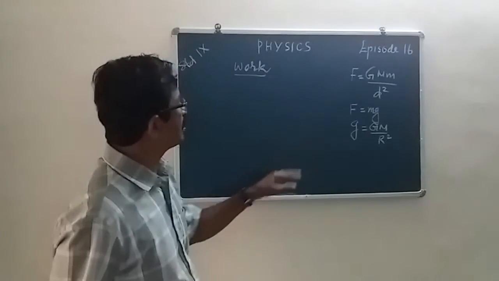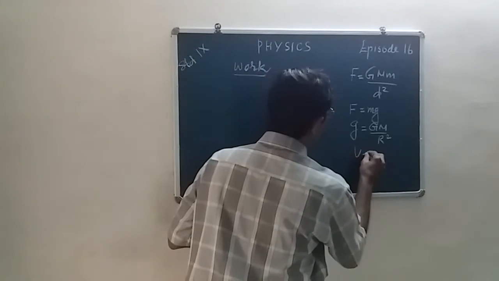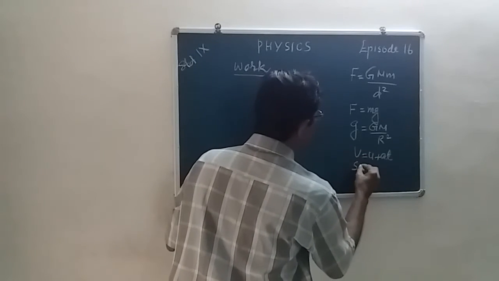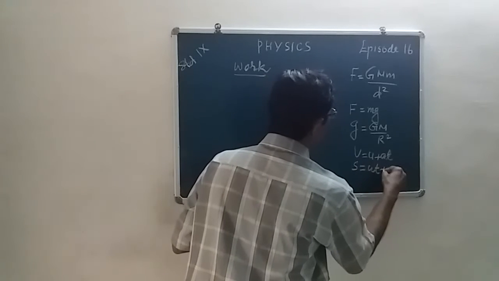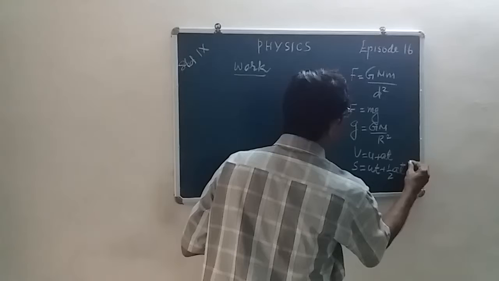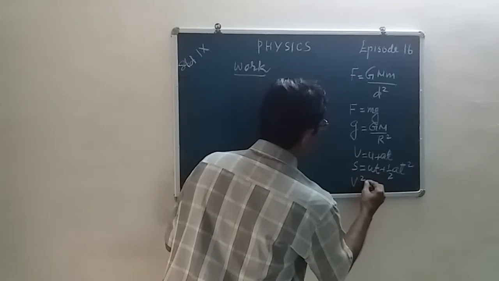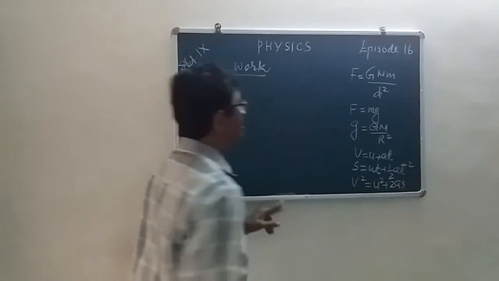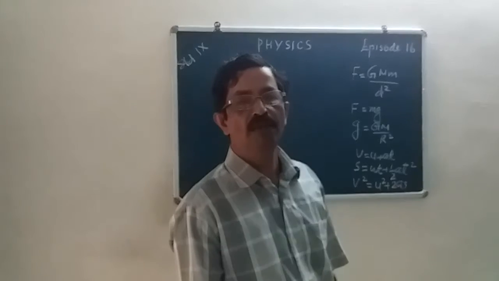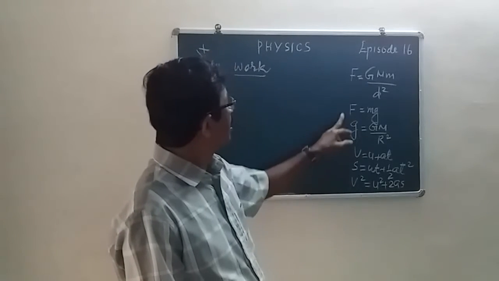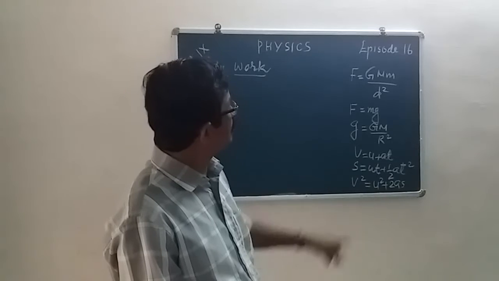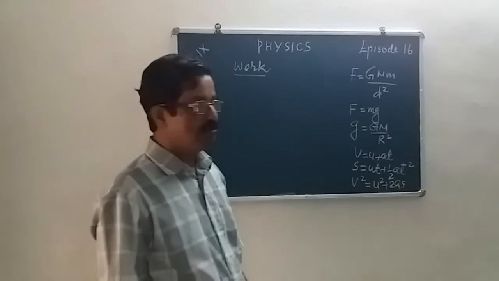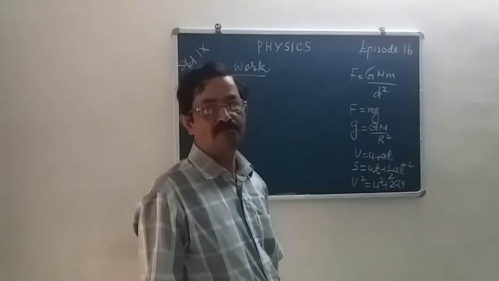So we can use the relations v is equal to u plus at, s is equal to ut plus half at square, and v square is equal to u square plus 2as. These equations are also applicable for a body which is falling freely because its acceleration is uniform. These are the equations for uniformly accelerated motion.